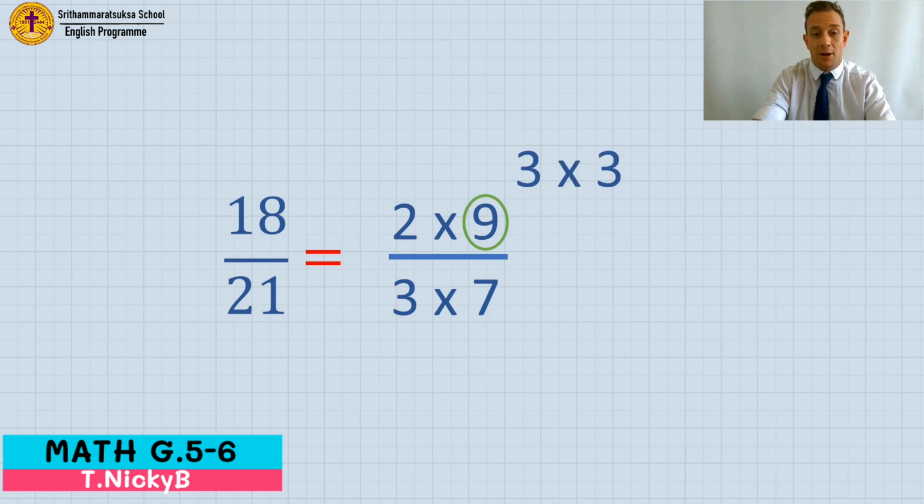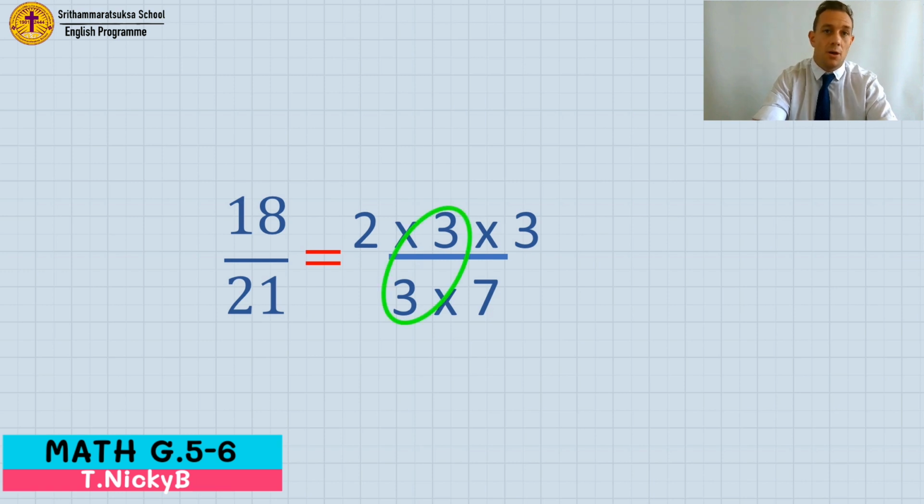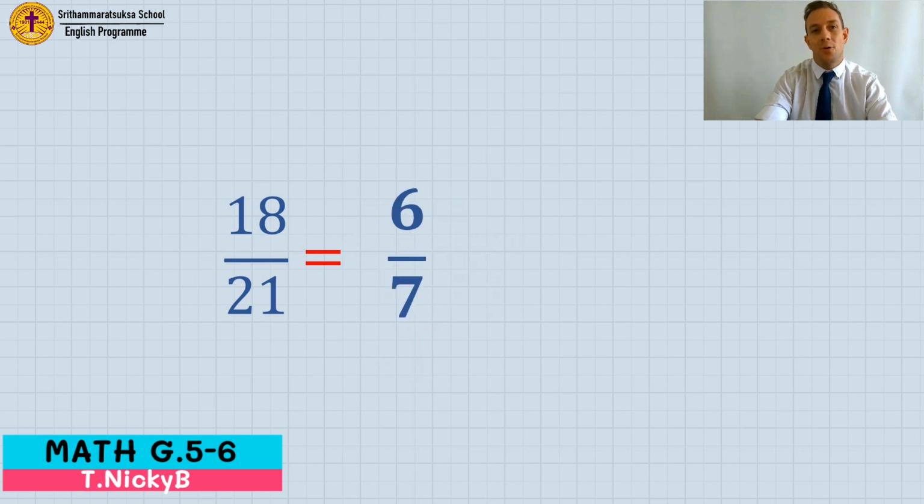Let's rewrite our top formula. 2 multiplied by 3 multiplied by 3 still equals 18. But now we have a grouping available. 3 and 3. This means we can cancel them out to form 1. 2 times 1 times 3 is 6. 1 times 7 is 7. Our answer is therefore 6 over 7.